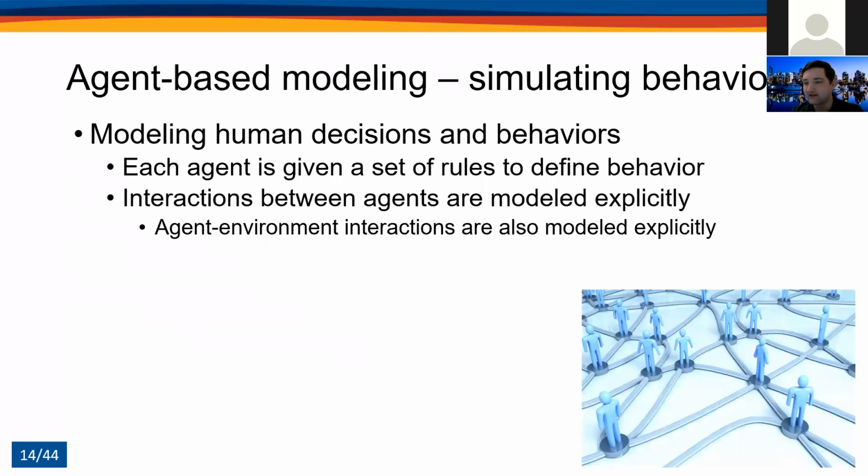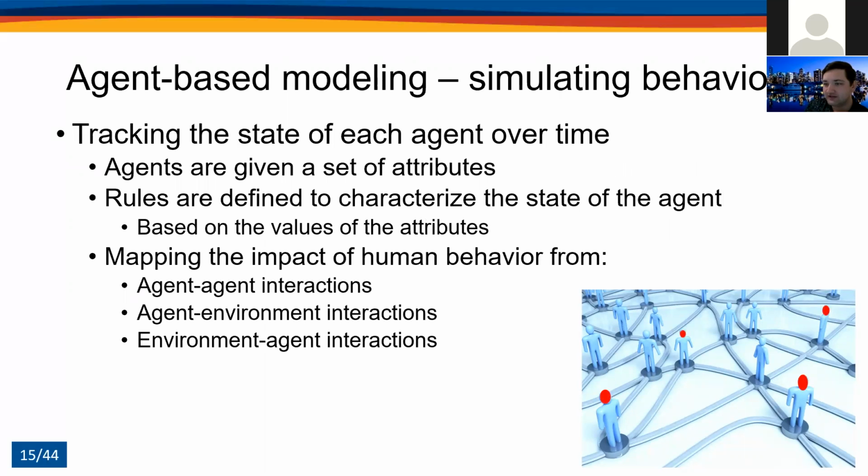So, again, simulating behavior with agent-based modeling. ABM is well suited for modeling human decisions and behaviors. Each agent is given a set of rules to define behavior. And then the interactions between agents are also modeled explicitly. Agent-agent interactions are explicitly modeled, but also agent-environment and environment-agent interactions are modeled explicitly. Now, this gives us some unique ability in ABM where we can track the state of each agent over time based on the given set of attributes.